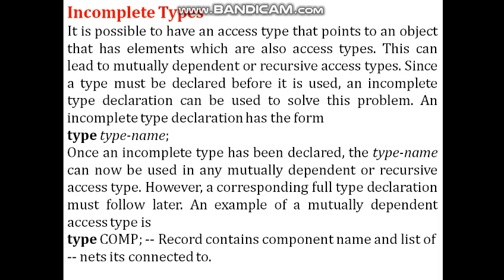An incomplete type declaration has the form: type type_name. Once an incomplete type has been declared, the type name can be used in any mutually dependent or recursive access type. However, a corresponding full type declaration must follow later. An example of a mutually dependent access type is type COMP, a record containing the component name and the list of the nets it is to be connected to.